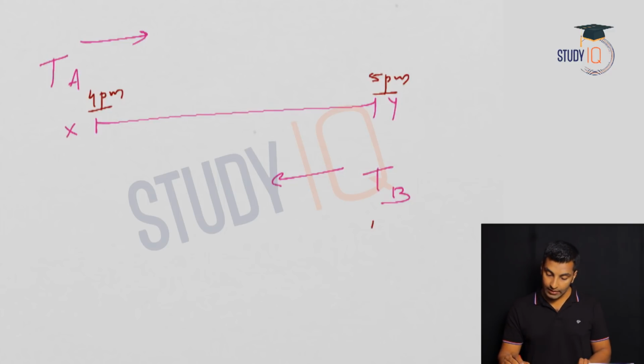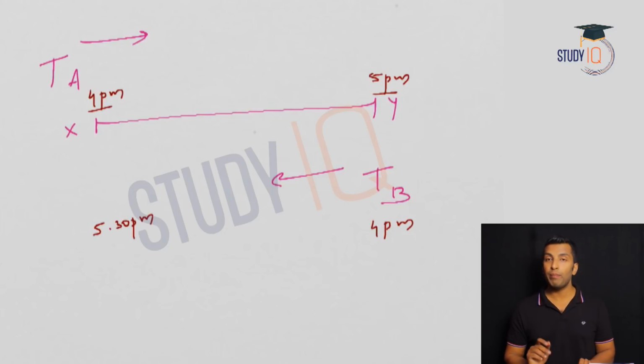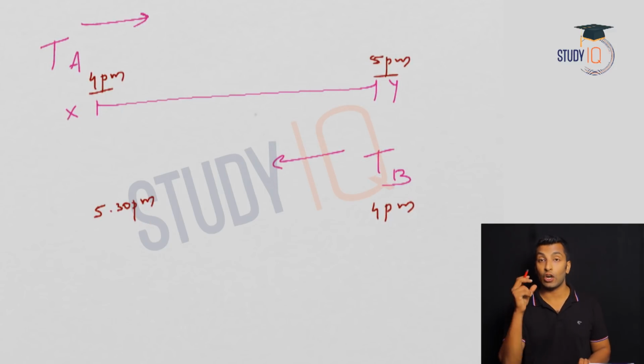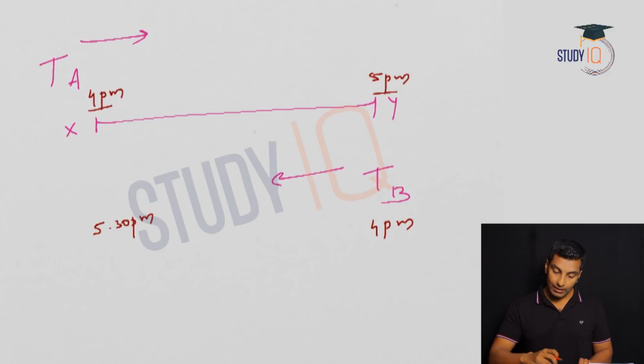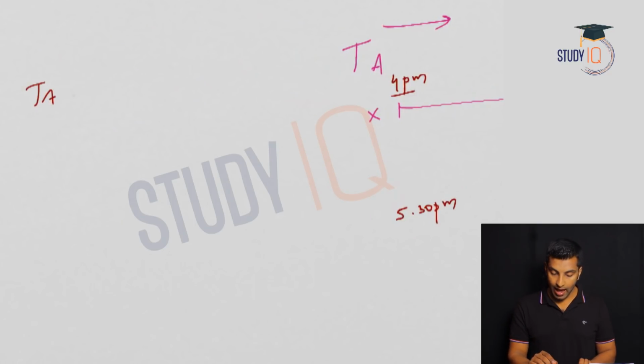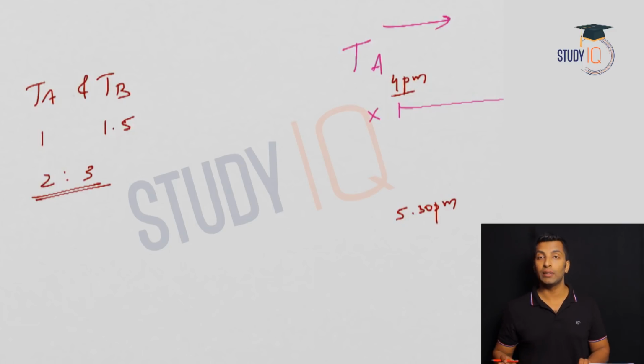Now let's take the case of train B. Train B starts from 4 p.m. and reaches at 5:30 p.m. So train B's time taken is also given. Okay, so if you see here, the distance is constant. Both are traveling the same distance, and the time ratio is given. See, T_A and T_B, train A is taking 1 hour and train B is taking 1.5 hours. That means this can be understood as 2:3. Okay, so the ratio of time taken is 2:3.